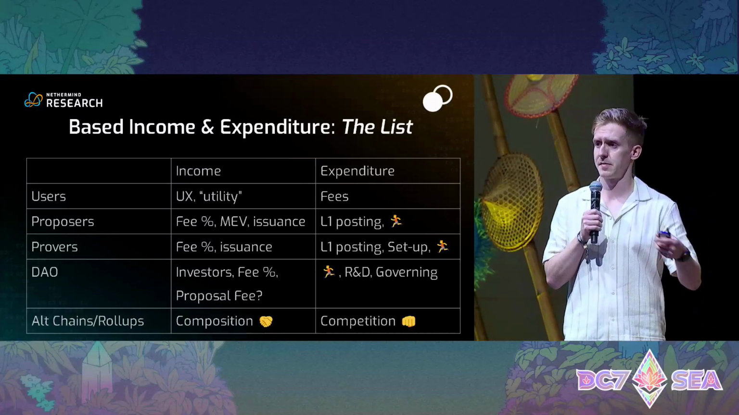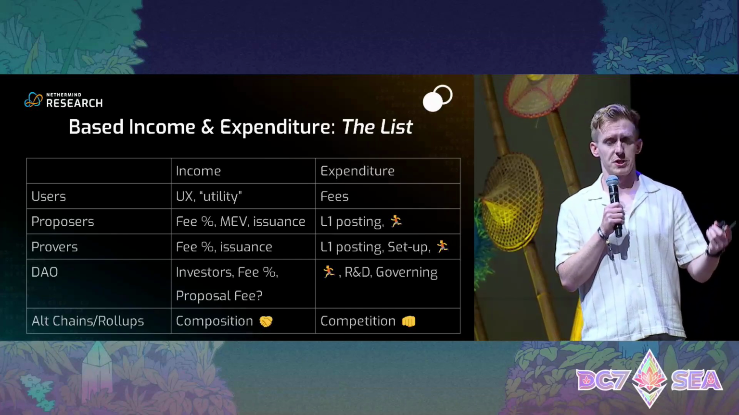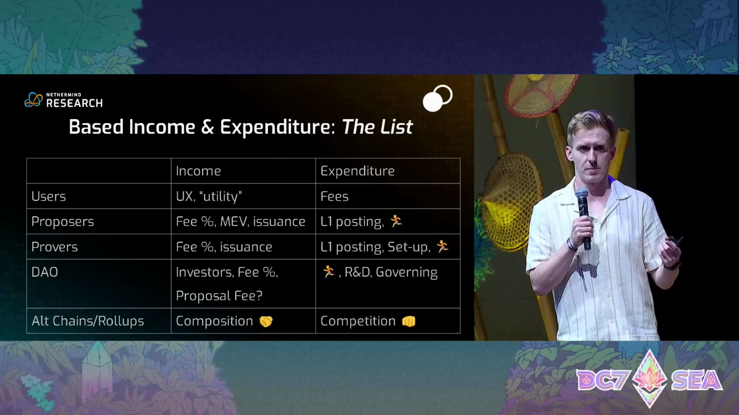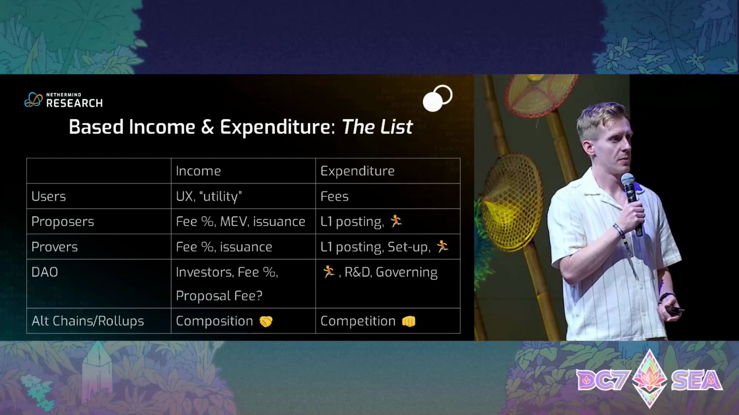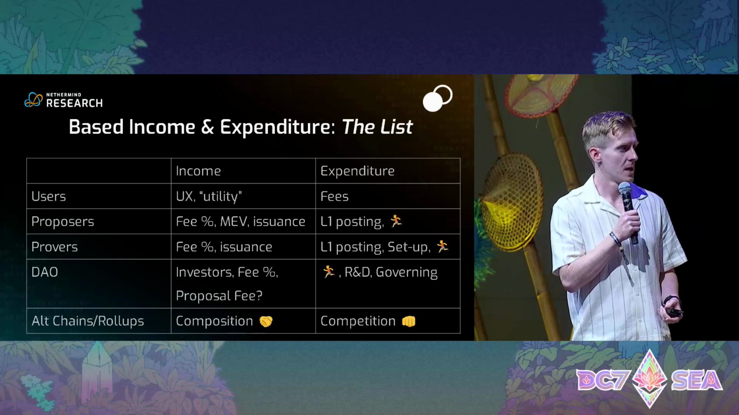Provers, again, can collect fees as well as issuance. But they have another cost, which is the setup, which is quite a little bit more significant than a proposer's, because again, ZK provers are pretty significant pieces of machinery.